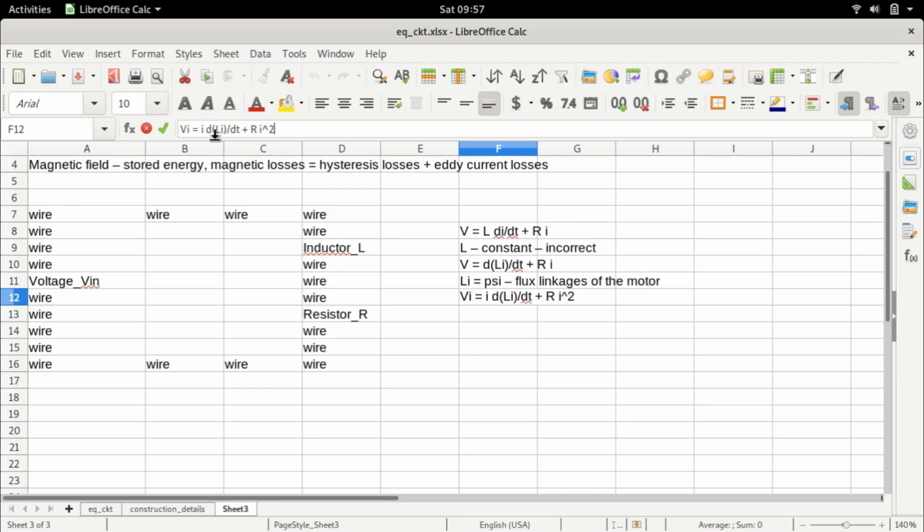Ri square. So in this equation, I have multiplied both sides by I. So on the left-hand side there is now V into I, and quite obviously we all know V into I is just power. In this case we can say it is input power, because this voltage is the voltage applied across the induction motor and the current is the current drawn by the motor. So the product of this voltage and this current is the input power to the induction motor.